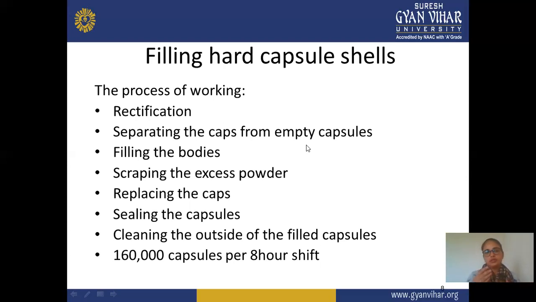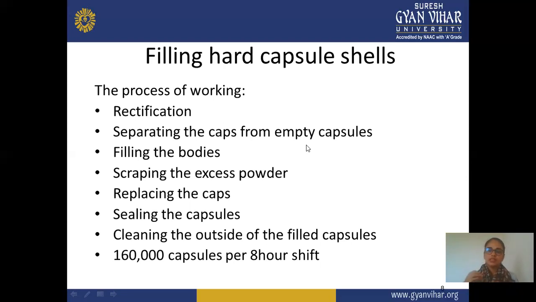So this procedure, when we see the overview, start by first to rectify, then remove the cap and body part, then seal the material into the body part and fill the empty capsule. And after filling the material, you scrape out the excessive material if it's present in more amount. And after that you fit the cap onto the body part, and closing of the body part takes place.